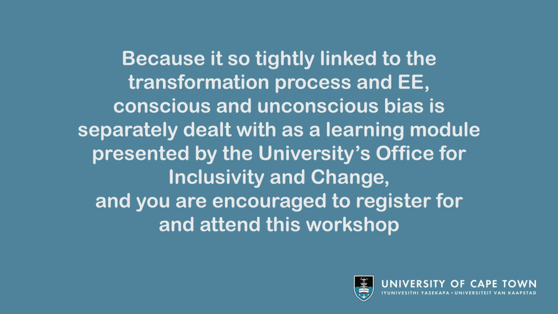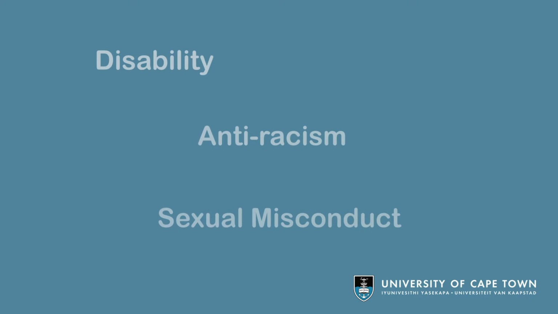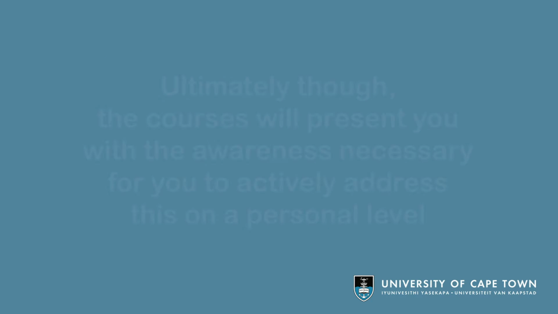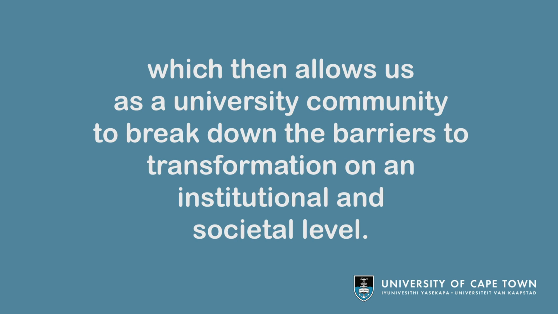Because it is so tightly linked to the transformation process in EE, conscious and unconscious bias is separately dealt with as a learning module presented by the university's Office for Inclusivity and Change, and you are encouraged to register for and attend this workshop. There are several other training courses offered by the university to help us unlearn and raise awareness of hidden isms, such as disability, anti-racism, and sexual misconduct. Ultimately, though, the courses will present you with the awareness necessary for you to actively address this on a personal level, which then allows us as a university community to break down the barriers to transformation on an institutional and societal level.